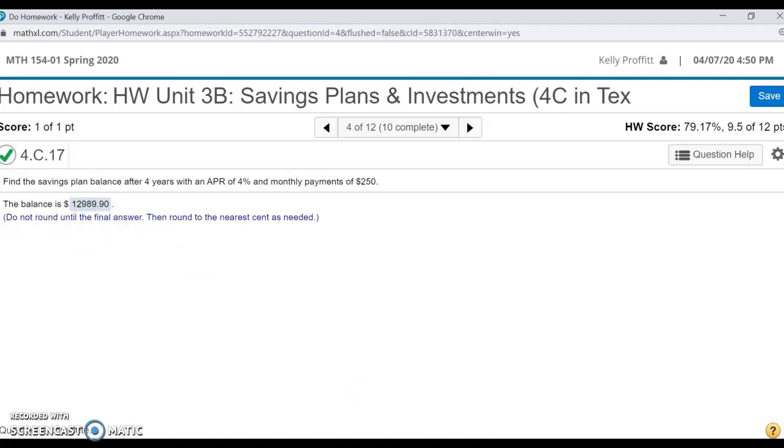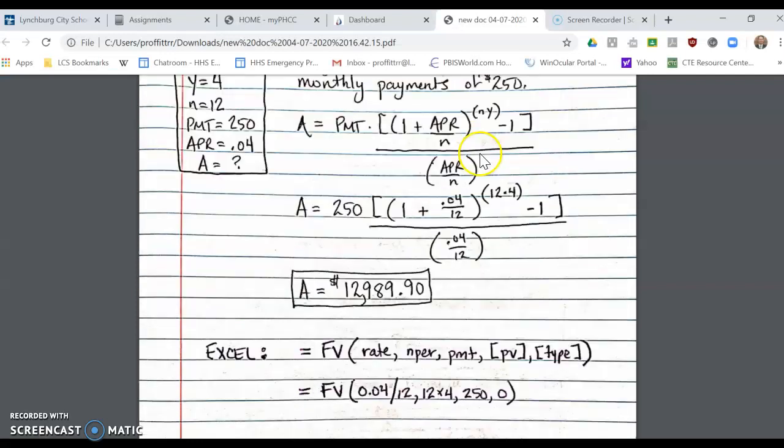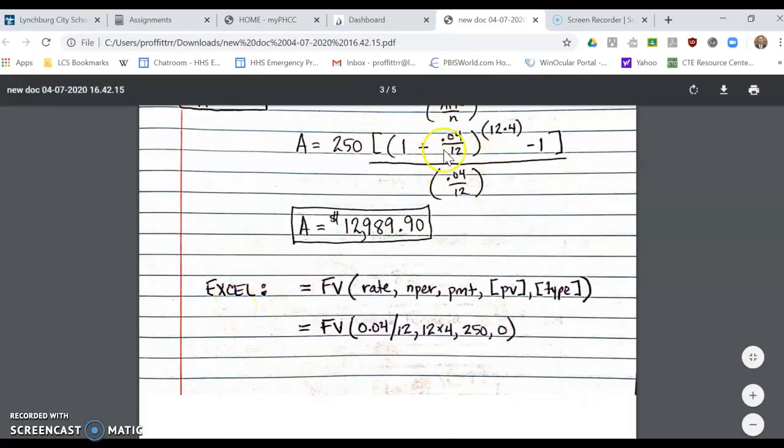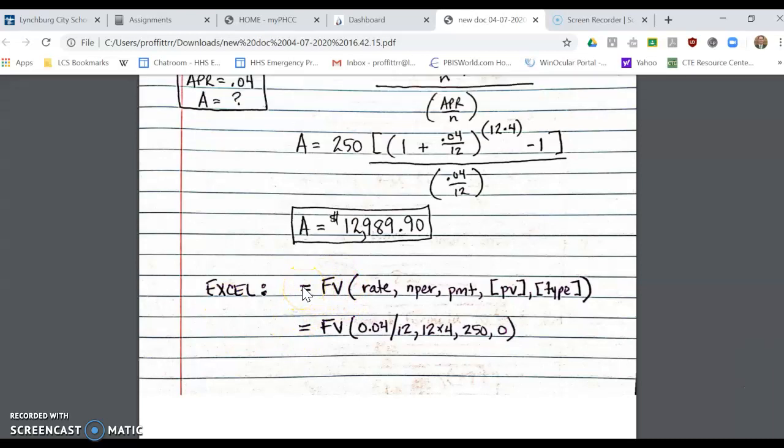Now, if you'll notice, you can use Microsoft Excel. Especially if you're having trouble with your calculator, you can use Microsoft Excel. And what you'll use is the future value function. Anytime you're using one of these formulas in Excel, and I'll show you how to do it, you're going to type in an equals and then FV, okay?